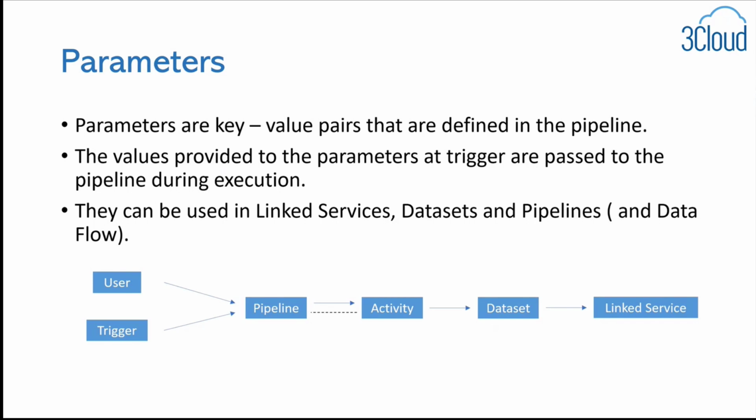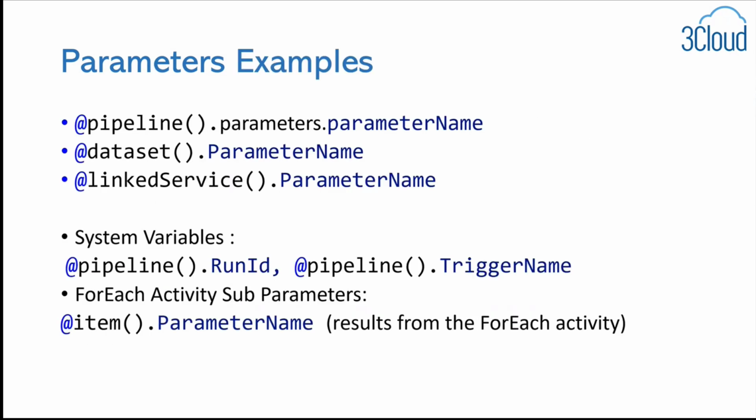I do have a few examples here for that. So the three main kinds of parameters we have here: pipeline, dataset, and linked service. Really, all the parameters are just a placeholder. You can customize it to any name, and it will just work inside that specific artifact, I suppose.